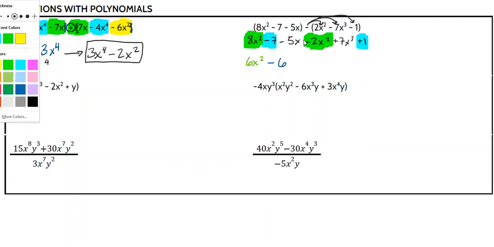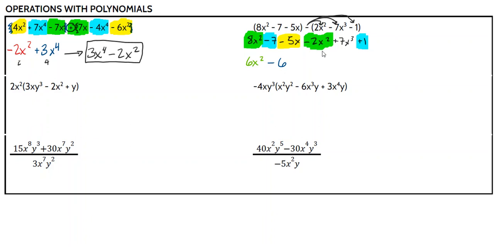And then we just keep going down the line. So we have minus 5x, and there's actually no other x terms that we can combine that with. So it's just going to stay minus 5x. And we keep going for that last one. We've got 7x cubed, but nothing we can combine that with, so that one's not going to change either. The last step here is to make sure we put this in standard form. So I've got degree 2, degree 0, degree 1, and degree 3. So degree 3 comes first because that's the highest one.